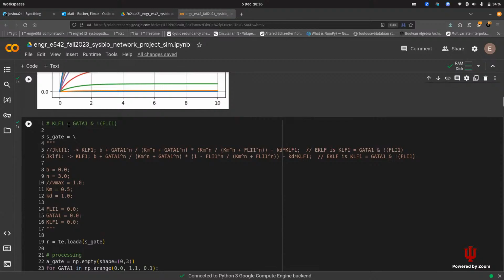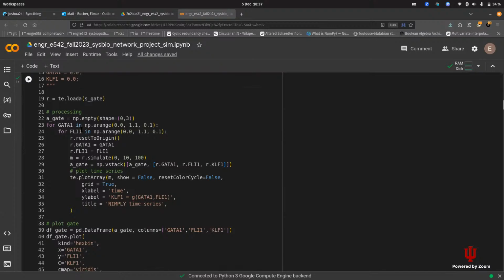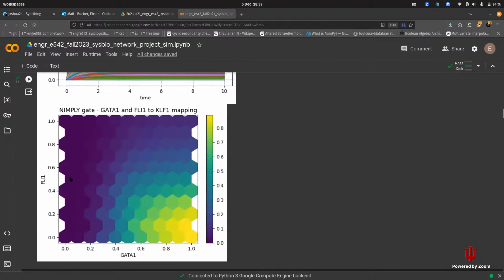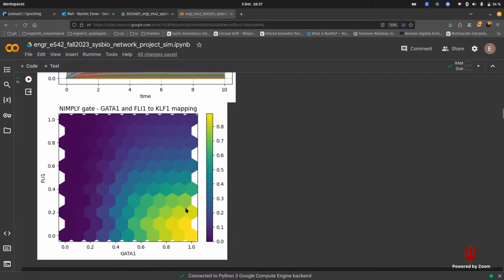And then we come to these non-imply functions, and I plotted them. So this is the time course, and this is kind of the gate that you can see. If GATA1 is high and FLI1 is low, then you have a high expression. This is exactly when it would be AND, then it would be if GATA1 is high and FLI1 is high, then you would have high here, but it's exactly GATA1 and not FLI1. This is how the regulation works.